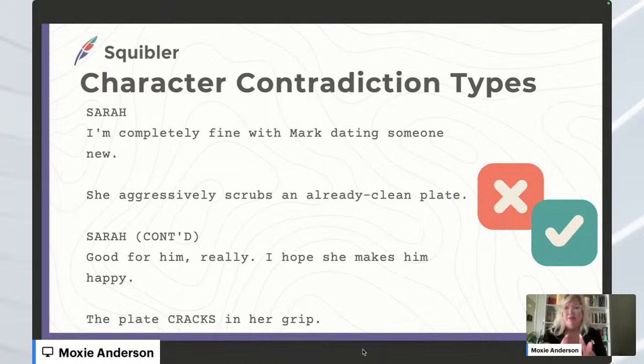Here's an example of a character contradiction, and I've written this in screenplay format as well. Some of it, character titles are not centered, but here's an example where Sarah says, "I'm completely fine with Mark dating someone new." She aggressively scrubs an already clean plate. "Good for him, really. I hope she makes him happy." And she's cleaning too hard, so the plate cracks in her grip.